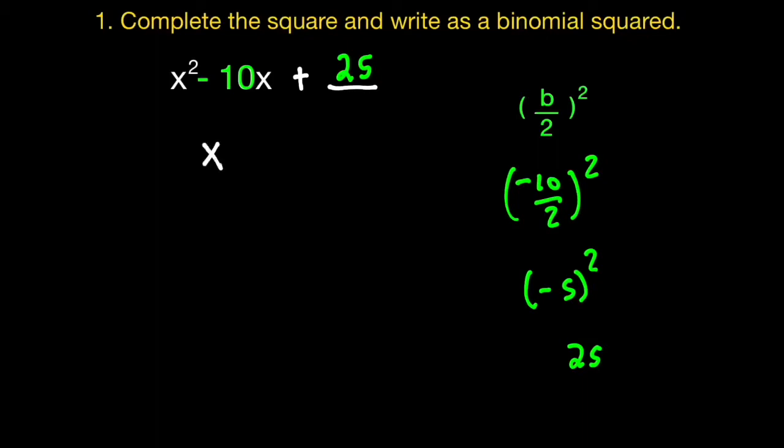I'm going to grab x, and I'm going to add half of the coefficient of x. But remember that we already did that. That's going to be negative 5. And adding by a negative is the same thing as subtracting. So here, we're going to do x minus 5. We're going to raise that to the second power, and we have the binomial squared. This is the perfect square trinomial. This is the binomial squared.